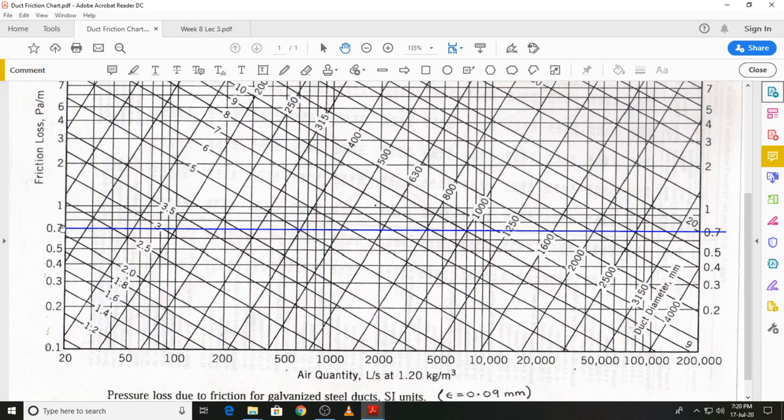You can see that I have already marked out the line on which the frictional loss per unit length is 0.7, and I start with the volume flow rates, which are, to start with, 237 liters per second, and this is 200, this is 300, and again I need to have a value of 237, approximately somewhere over here.